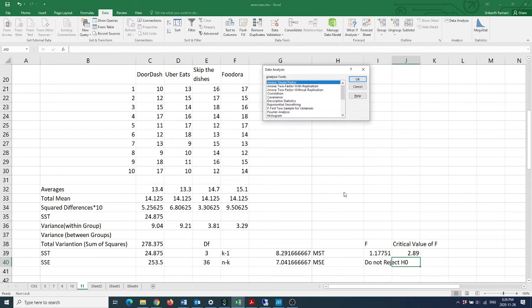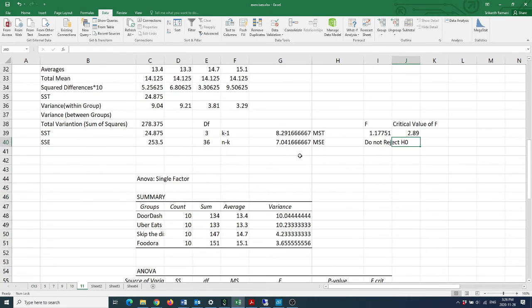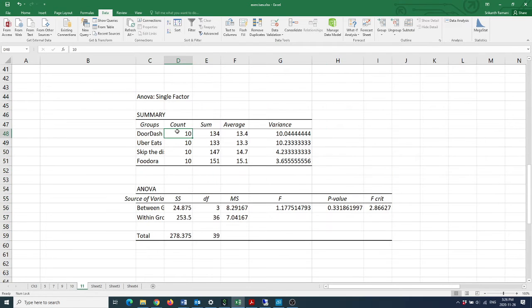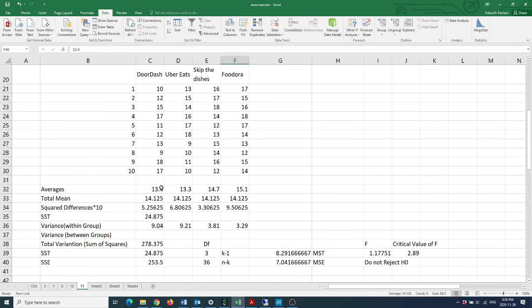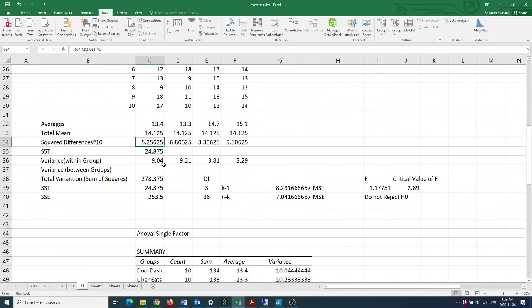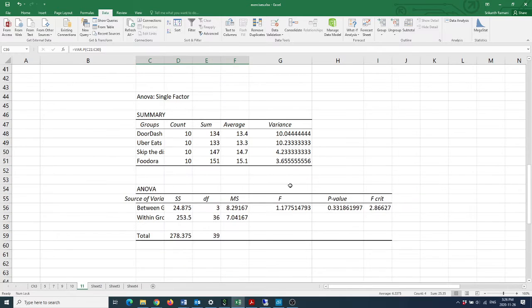But I already computed these results for this, and these results are over here. So the variance for each of these groups is given here. Averages are given to you, and they are the same as over here. The variances are a little bit higher than the variation within group. That's the only difference. So these are sample variances, sorry.